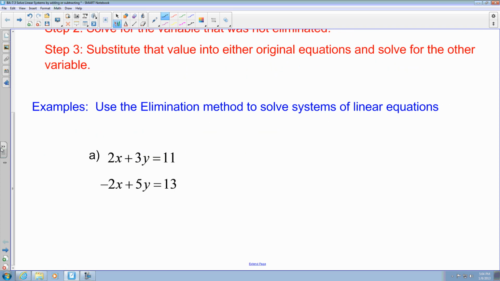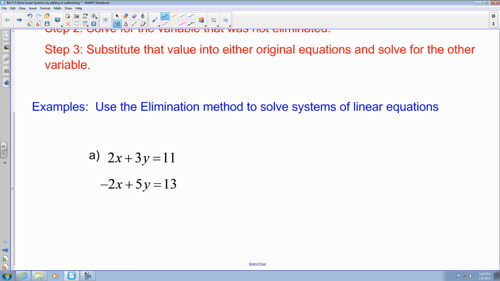So this example is two systems. We got 2x plus 3y equals 11. And then we have negative 2x plus 5y equals 13. So first thing that you have to do is you look and see if it's in standard form. And in this case, these two equations are.